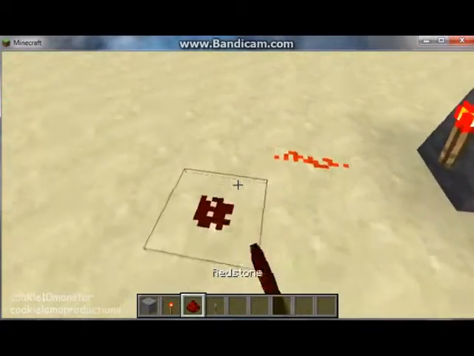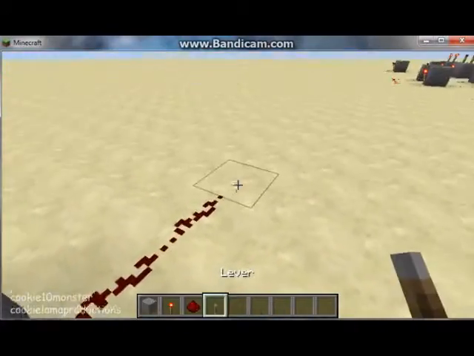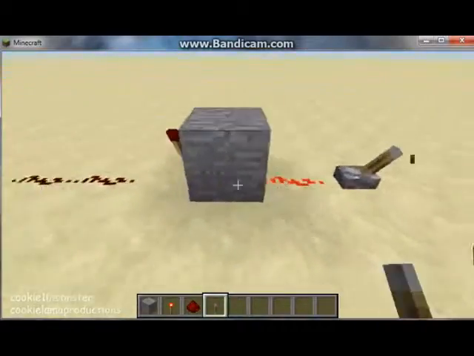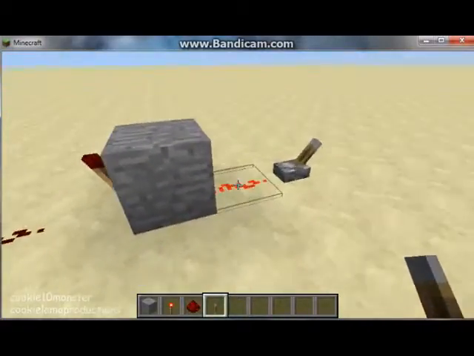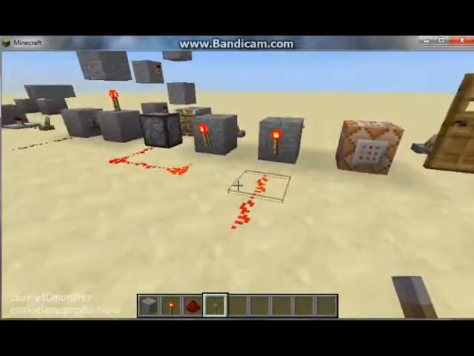So for the people who find it confusing, I'll make one right now. It's the torch, the output, the block the torch is on. It doesn't have to be this same distance, it could be like that. If this redstone gets turned on, then the torch goes off, and so does the redstone signal.